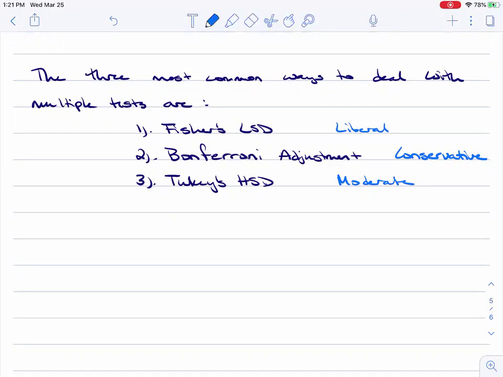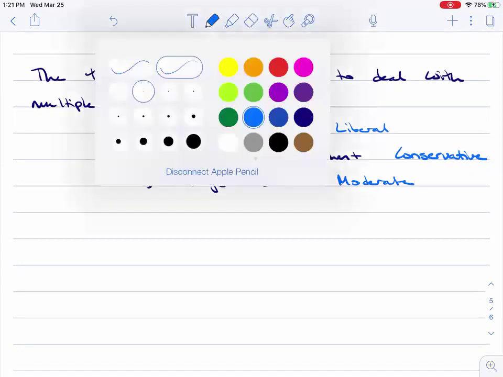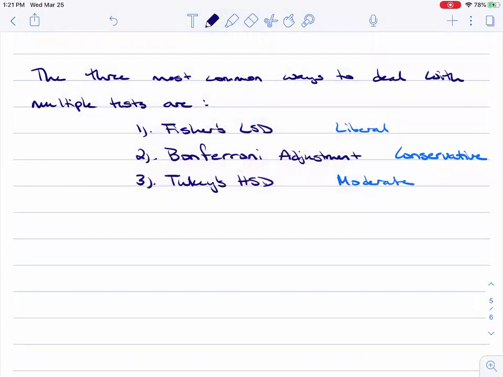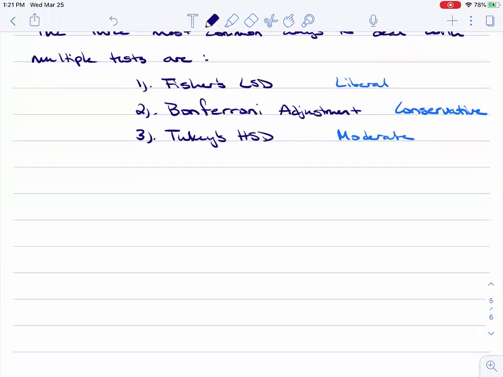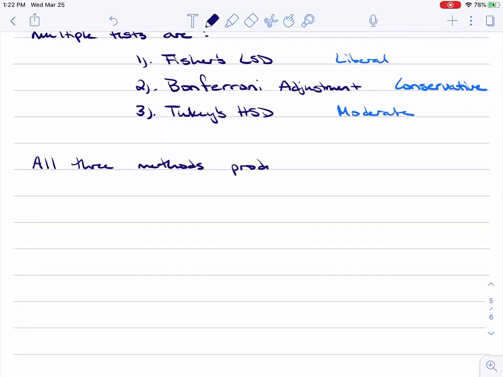So we're going to focus on confidence intervals because it's going to be the easiest thing to talk about, but also because they're laid out the same way for each of these. And a lot of these are just going to use confidence intervals, right? Because if the difference of 0 is in there, then it's not significant. And so we can use confidence intervals in that way. So all three methods produce confidence intervals.